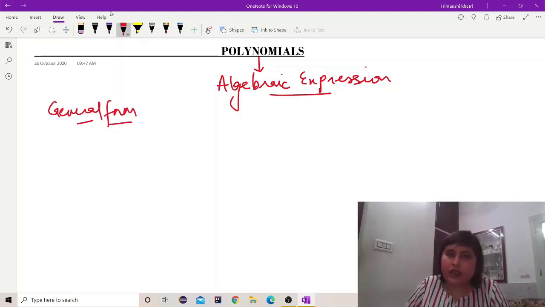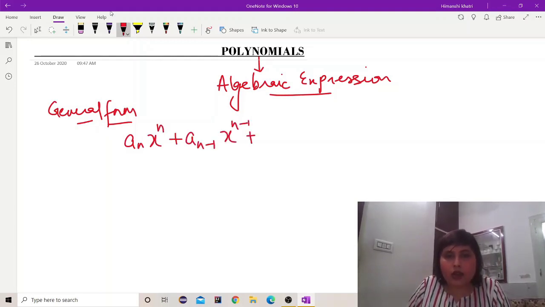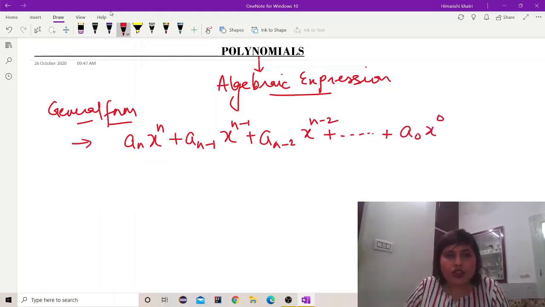So let us start with the general form of an algebraic expression. So the general form is: a_n x^n + a_(n-1) x^(n-1) + a_(n-2) x^(n-2), and so on, goes till a_0 x^0. Okay. So this is the general form of an algebraic expression. Now let us understand with the definition.